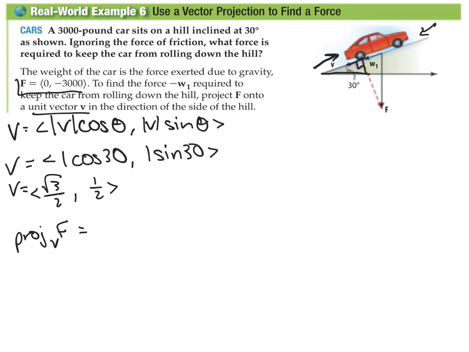So now we need to find the projection of F onto v. So we have F, which is 0, negative 3,000, and we have v, which is root 3 over 2, comma 1/2. So we first need to set this up. Dot product of F times v, those are our two pieces we're doing, over the magnitude of v squared, all times v. So v is a unit vector, so the absolute value of v is 1. So this is actually over 1. So that makes it a little easier on us. We're doing F dot v, and then times v at the end.